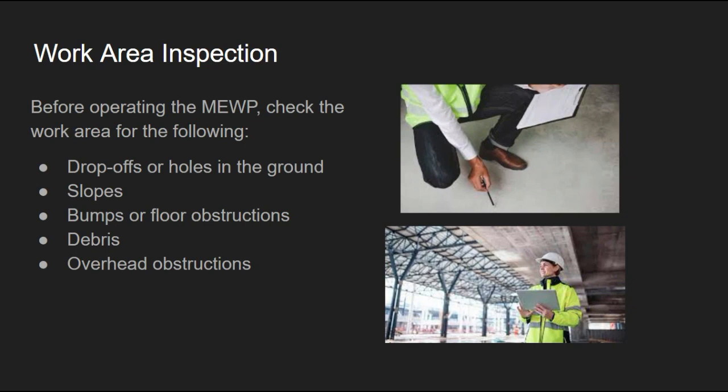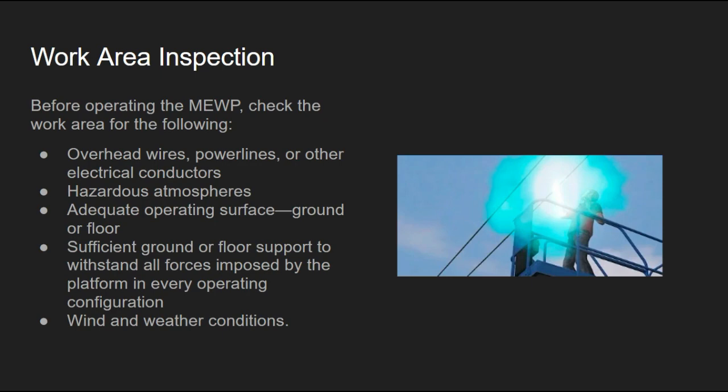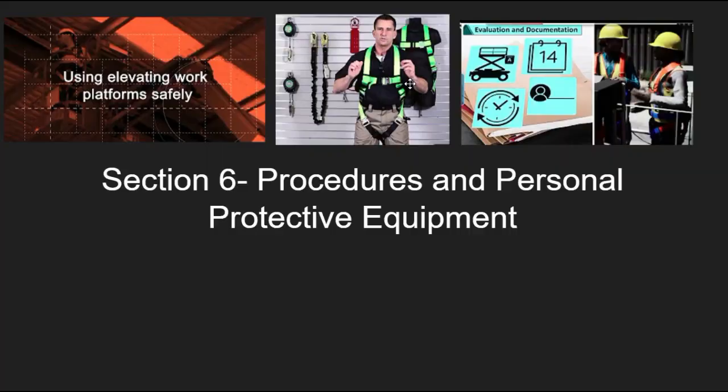Check your work area for drop-offs or holes in the ground, any slopes, bumps or floor obstructions, debris, and overhead obstructions. Make sure there are no overhead wires, power lines, or other electrical conductors in your work area. Check for hazardous atmospheres and adequate operating surface on the ground or floor. Provide sufficient ground or floor support to withstand all forces imposed by the platform in every operating configuration, and check for wind and weather conditions throughout your shift.